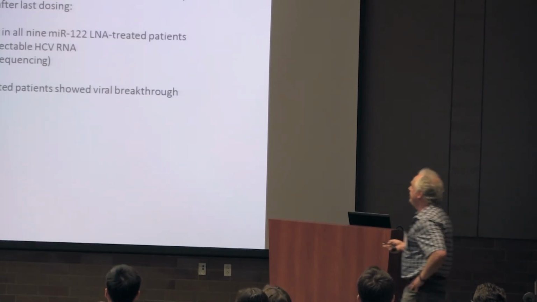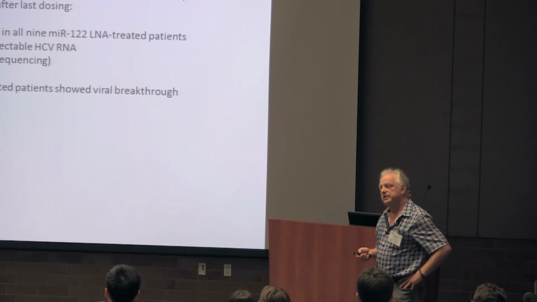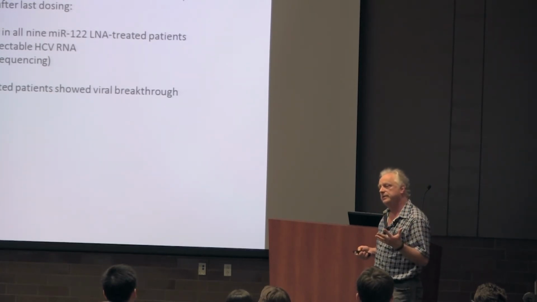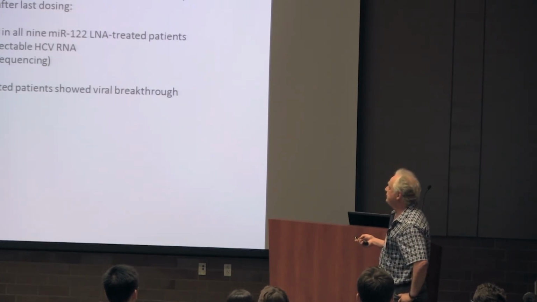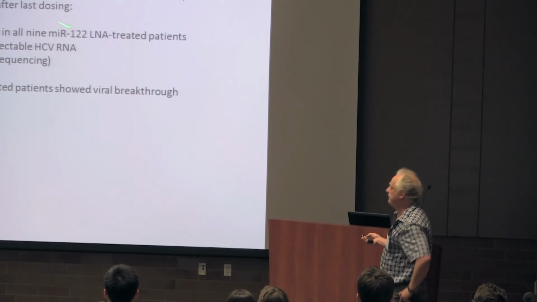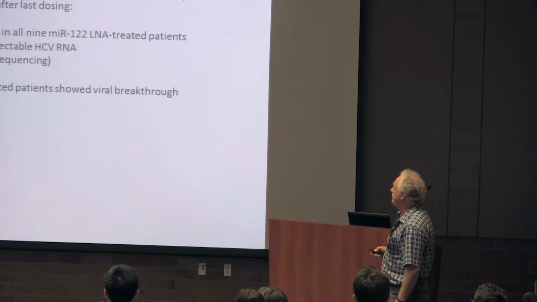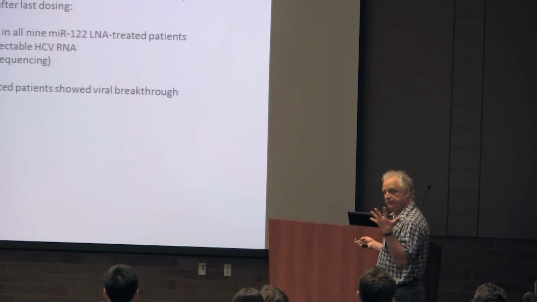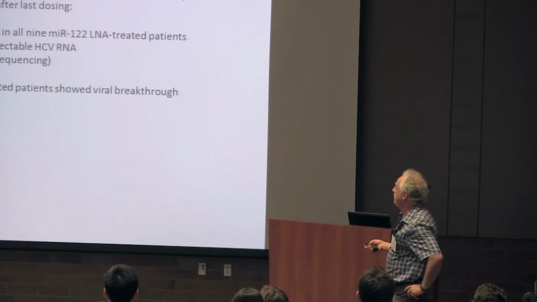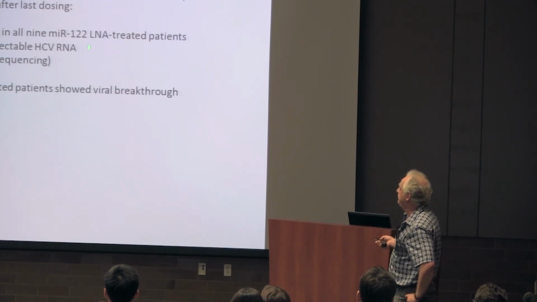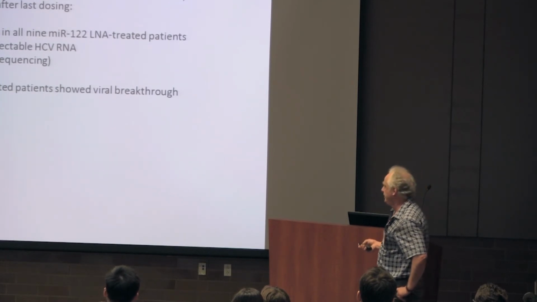So 21 naive patients were enrolled. Naive means these were patients who had never received any antiviral therapy. The dosing was 5 milligrams per kilogram LNA once a week for 4 weeks, and then they looked at what happens to these people 10 weeks after the last dosing. No adverse effect. The virus titer dropped 2 to 3 logs in all 9 patients who received the LNA, and 4 out of 9 patients failed to yield detectable HCV RNA. At that point, 10 weeks later, they did deep sequencing, and there was no breakthrough.